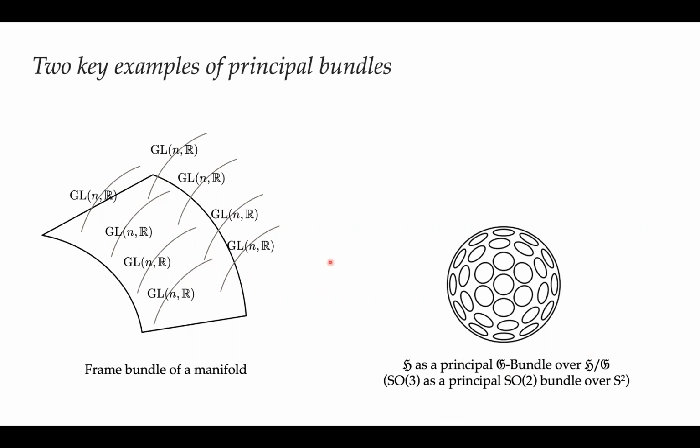So the nice thing here is these are two rather different looking structures, but they're both principal bundles. And that's what allows us to give a unified description of gauge-equivariant CNNs on manifolds and homogeneous CNNs on homogeneous spaces.